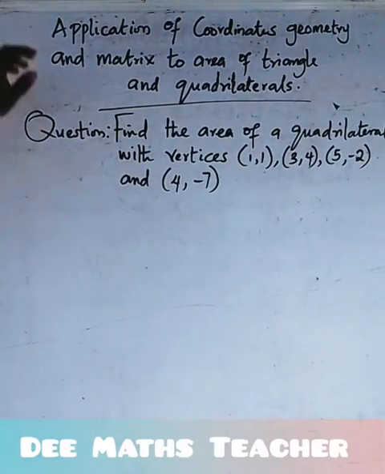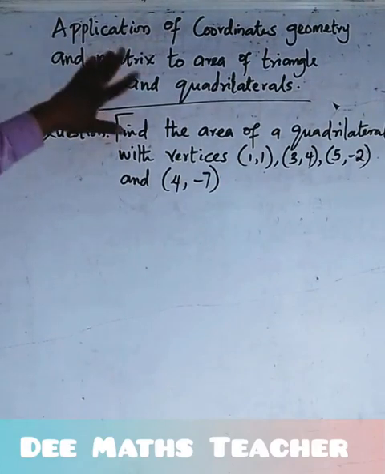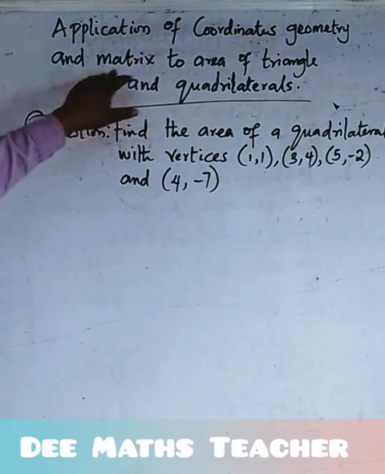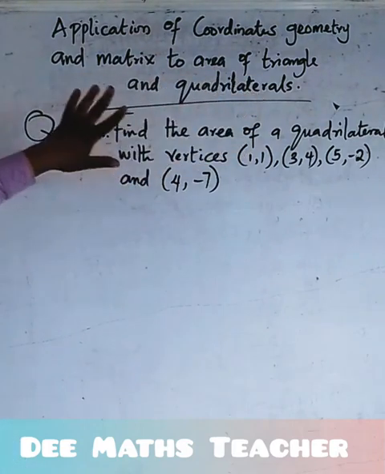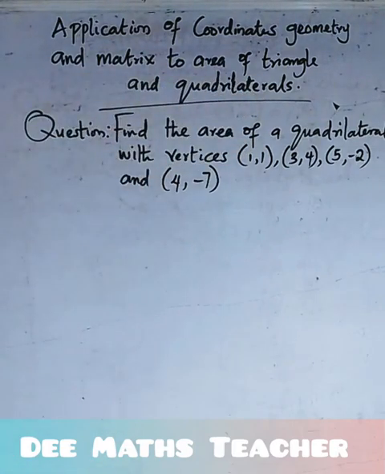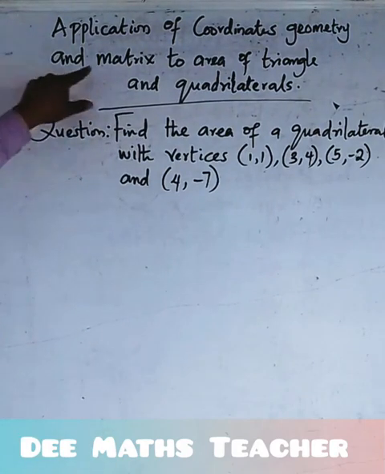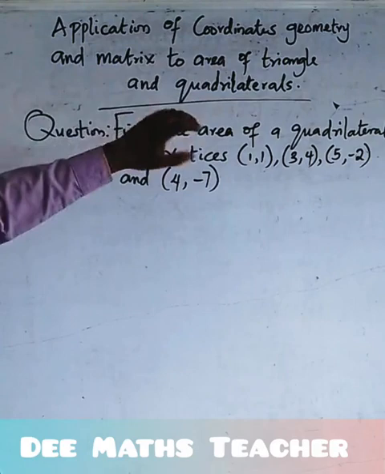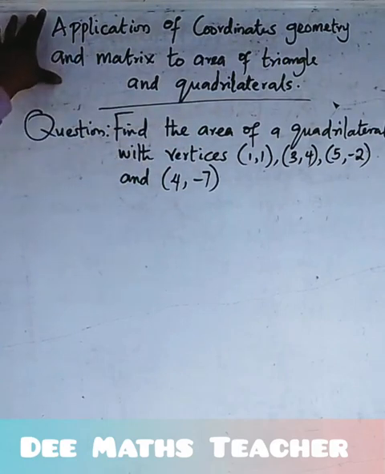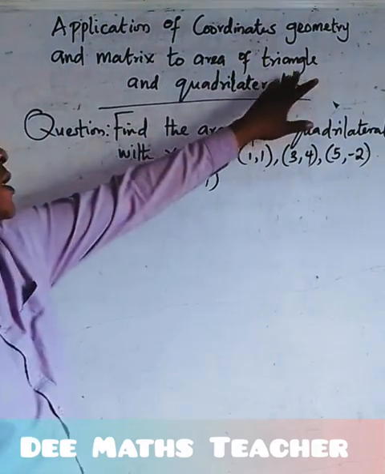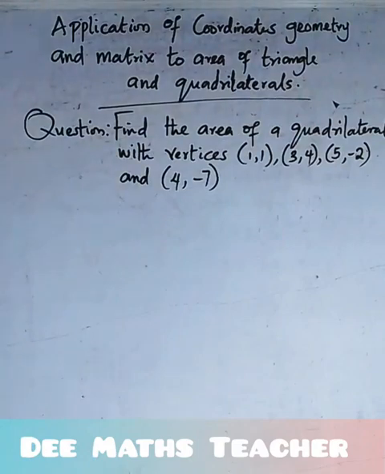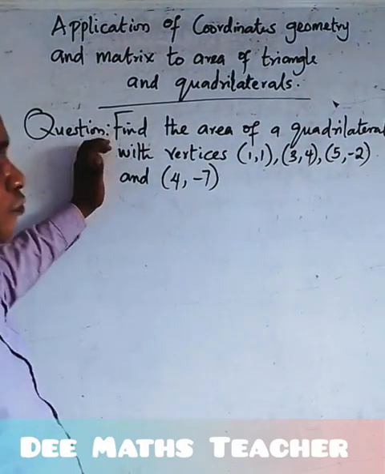Today we'll be dealing with the topic: application of coordinate geometry and matrix to area of triangles and quadrilaterals. So we want to look at the relationship between matrix and coordinate geometry and how they apply together. So we'll be working with triangles and quadrilaterals. So we have a question here.